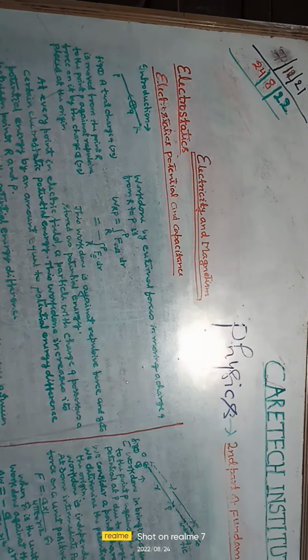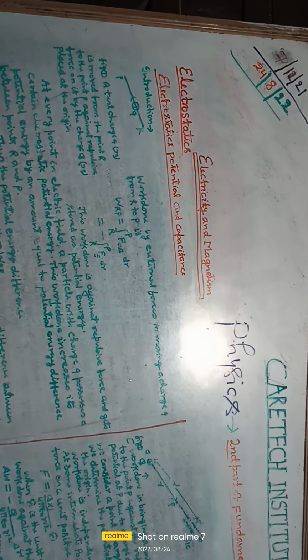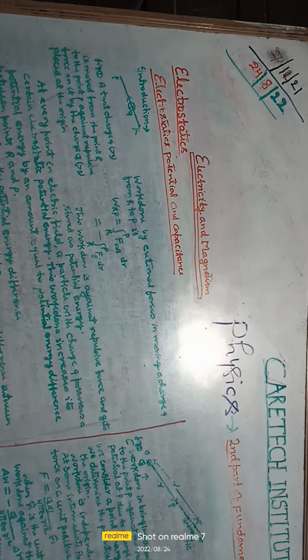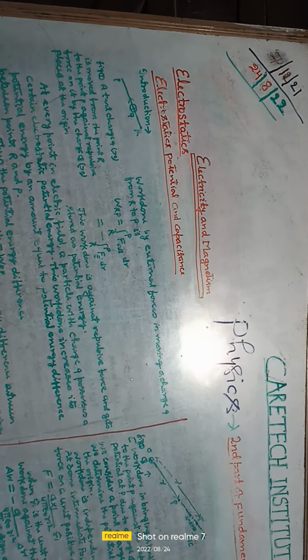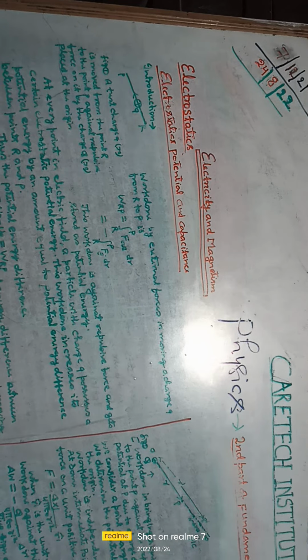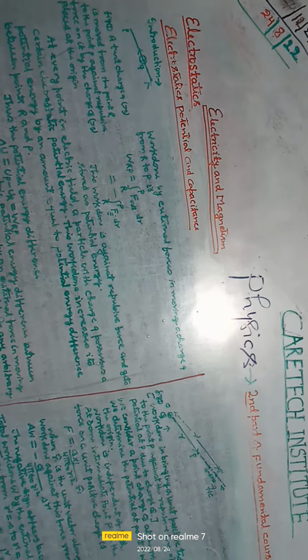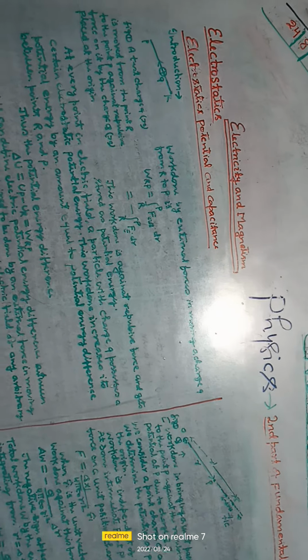So the work done by external forces in moving charge Q from R to P is W_RP = integral from R to P of F_external · dr = minus integral from R to P of F_E · dr. This work done is against the repulsive force and gets stored as potential energy.